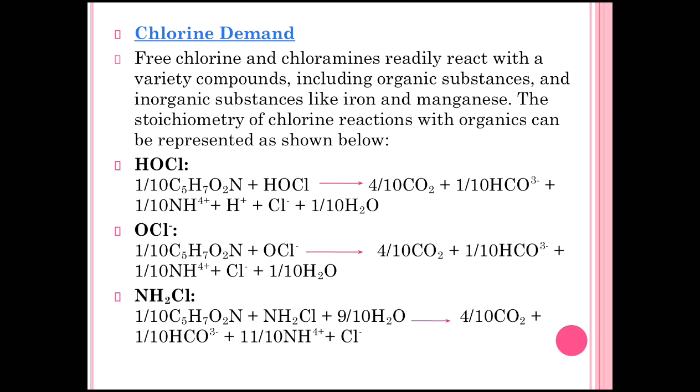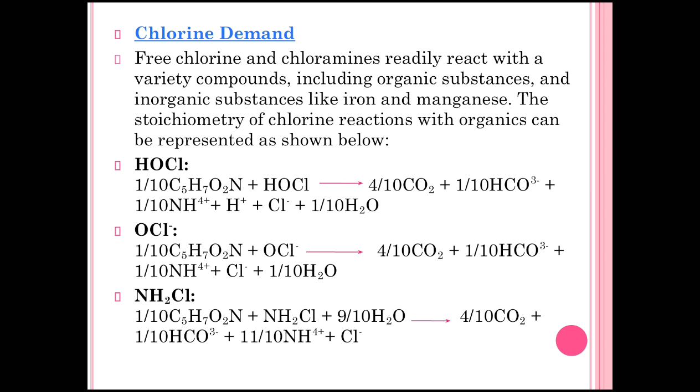That stoichiometry means the balanced reaction, having an equivalent amount of reactant and product. A ratio that is balanced is called the stoichiometry. Now the hypochlorite: whenever 1/10 of C5H7O2N has reacted with hypochlorite, then it gives 4/10 CO2 with 1/10 HCO3 minus plus 1/10 NH4 plus, H plus, Cl minus plus 1/10 of H2O.